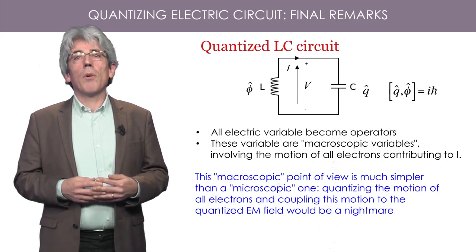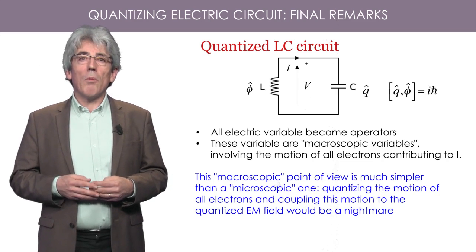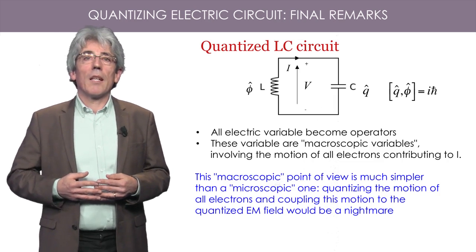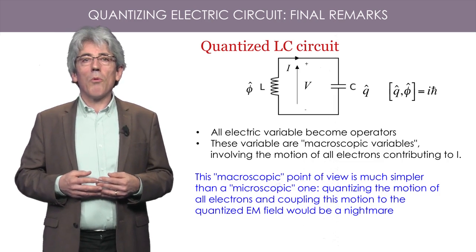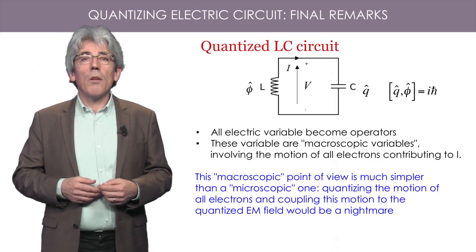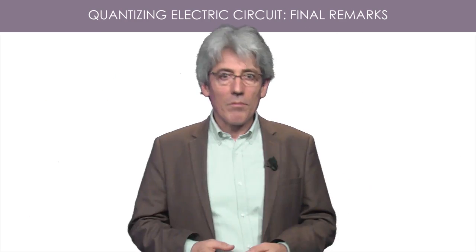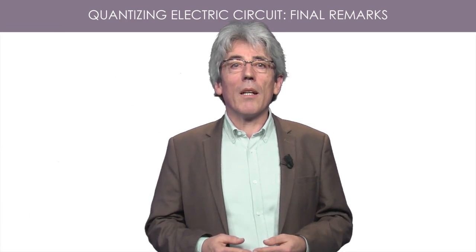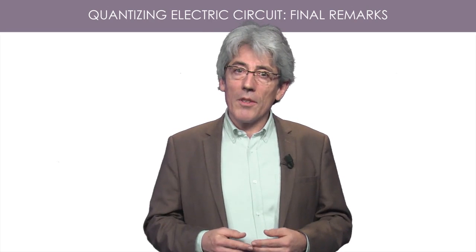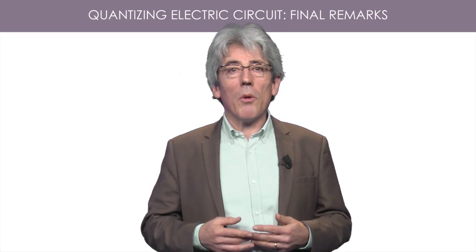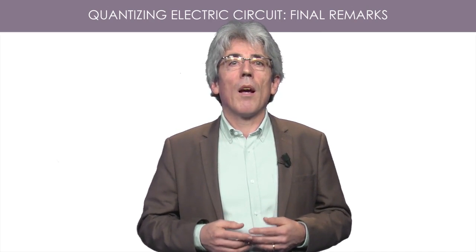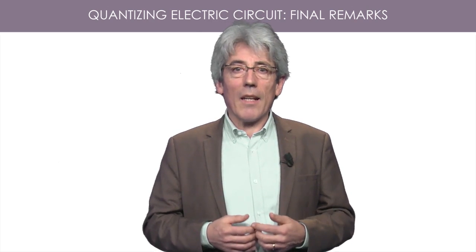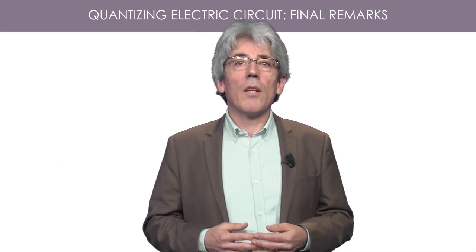It is infinitely simpler than a microscopic point of view, which would consist in quantizing the motion of all electrons and their coupling through the quantized electromagnetic field. Such a procedure would be a nightmare, involving a huge unpractical number of variables. Finally, the take-home message is the following. Any classical oscillating phenomenon can be quantized in the same way. First, identify the proper classical independent modes of oscillation of the system, and then quantize these modes as independent harmonic oscillators. That's exactly the method we applied when quantizing the electromagnetic field.